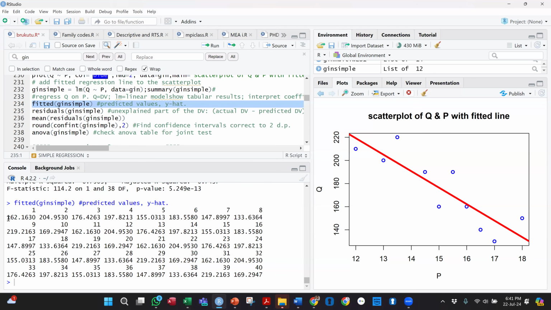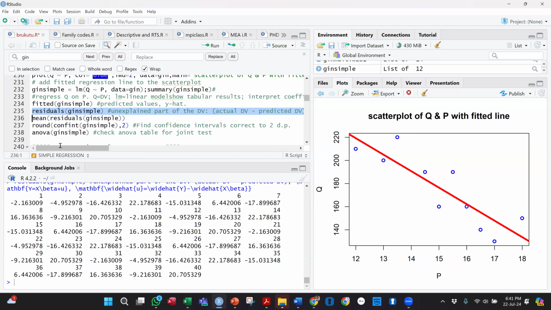So this fitted value is the value for each actual value. If you go and check, the actual value for observation 1, which is shop 1, was 160, but the fitted value is 162. So there's a difference, and it is this difference we call the residual. The next command will show that residual. Let me show you. So you can see that the residual is showing -2.